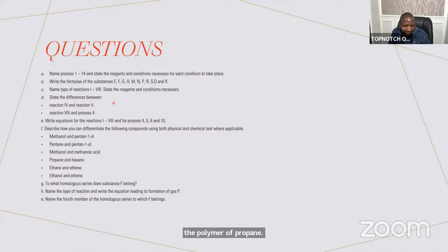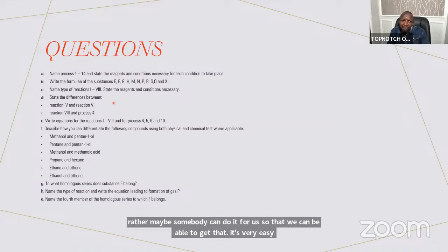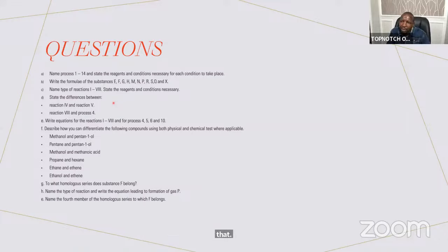I wish I could have. Let me see if I can write it somewhere, or maybe somebody can do it for us so that we can get that. It's very easy. I'm coming to that because I'm dealing with the condensation polymer. So I think by the third time it will be very easy for you to understand that. So that is what I'm calling the next.